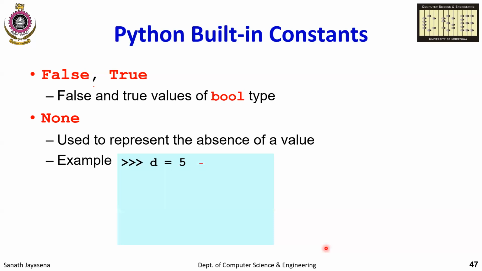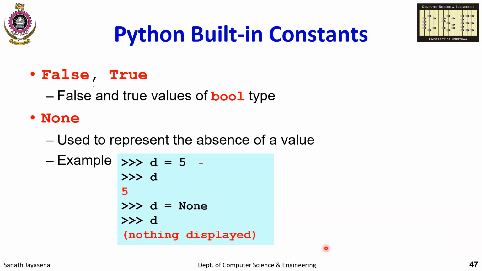For example, let's show an example. So when you say D equals 5, D's value is 5. You can actually assign None to D. None is the absence of any value. So D is some variable which has no value. So when you say D, it doesn't show anything.